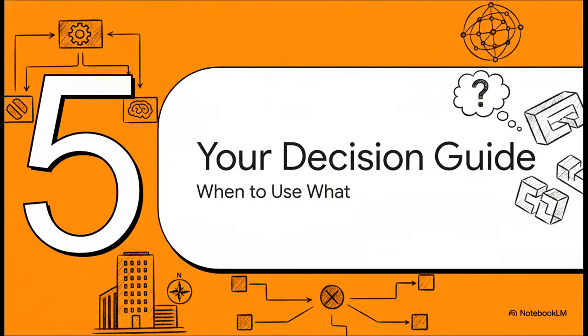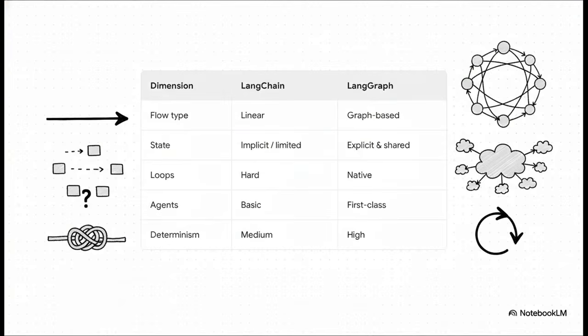Okay, theory's cool and all, but let's get down to brass tacks. You're about to start a new project. How in the world do you decide which setup to use? This table right here is basically your cheat sheet. Just look at the big differences. Flow type, linear versus a flexible graph. State management, kind of limited versus explicit and shared.